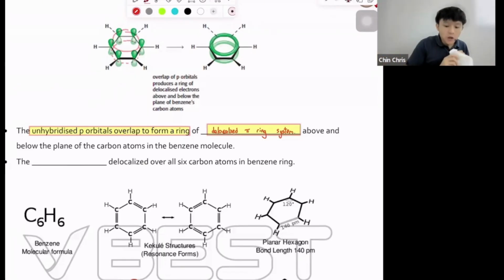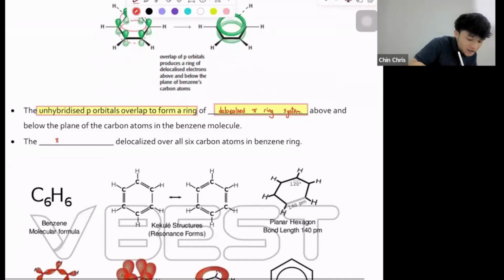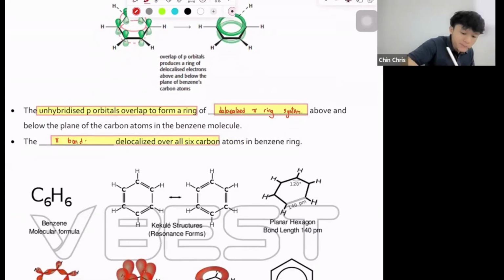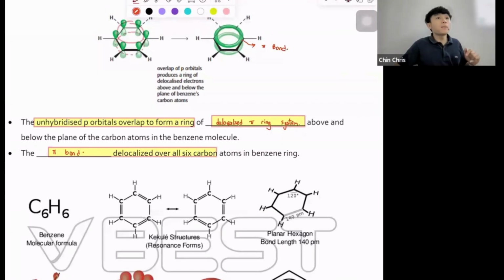Okay, so above and below the plane of a carbon. That's it. Again, guys, let's look at your pi bond. This pi bond is delocalized over 6 carbon. By the way, this is your pi bond. Can you see that? So your pi bond is delocalized above, below, over 6 carbon. That's it.